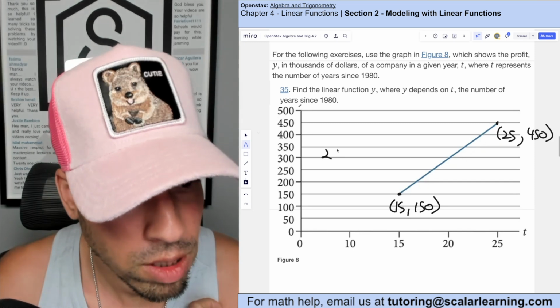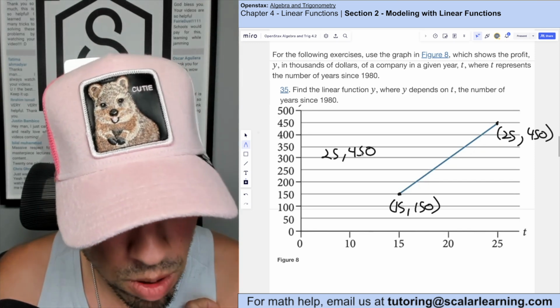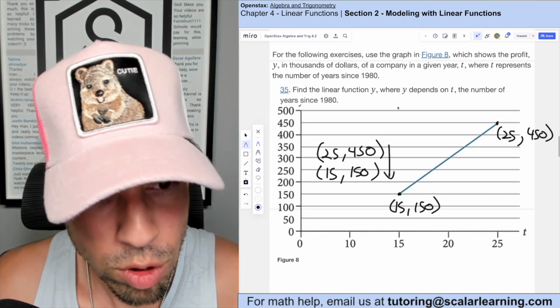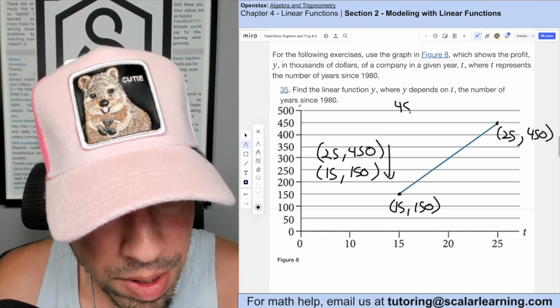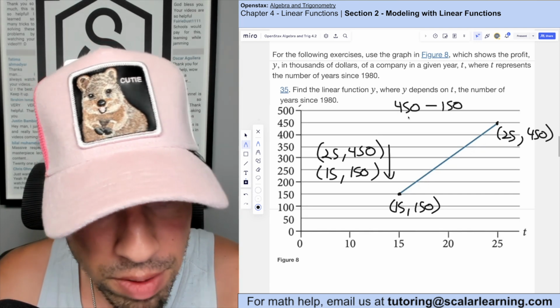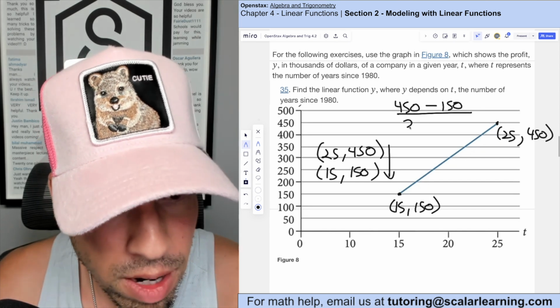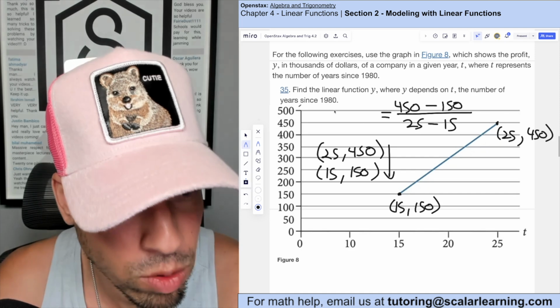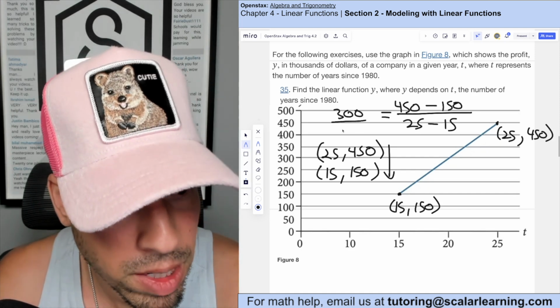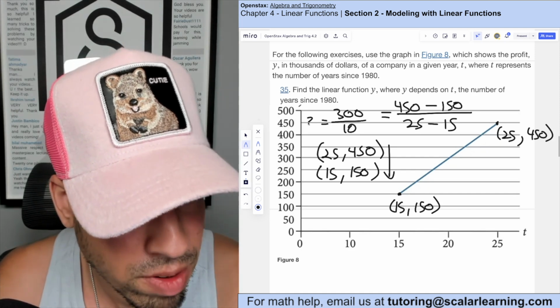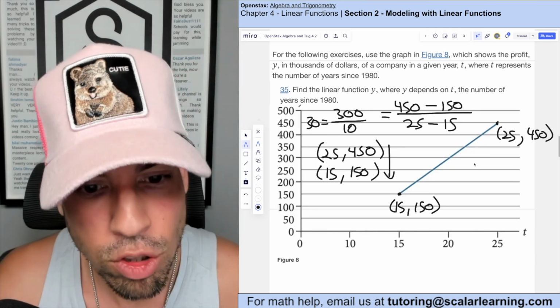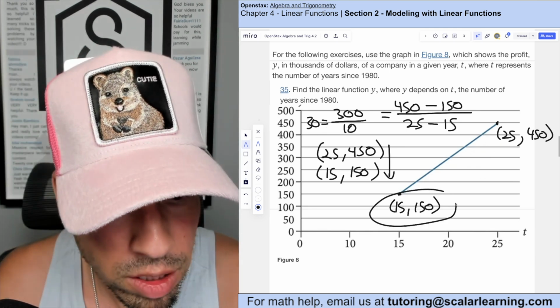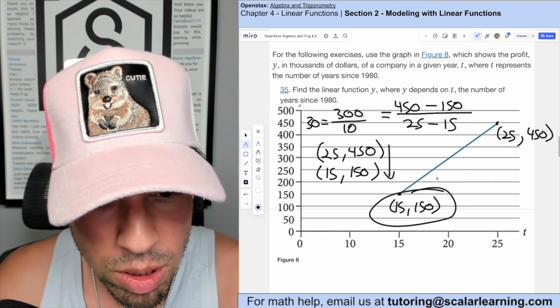And using these points, we can come up with our equation. So the first thing I'm going to do is I'm going to stack these coordinates right on top of each other. So what we're going to do is we're going to subtract 450 minus 150 over 25 minus 15. Okay, top down, top down. 450 minus 150 is 300. 25 minus 15 is 10, and that simplifies to a slope of 30. Now let's use point slope. And we're going to arbitrarily use this point. We could have used either, but let's use this one.